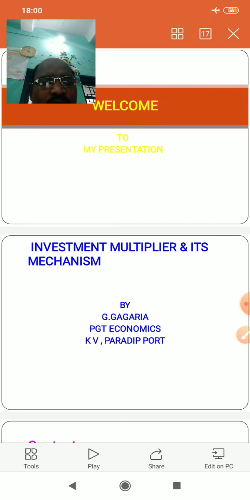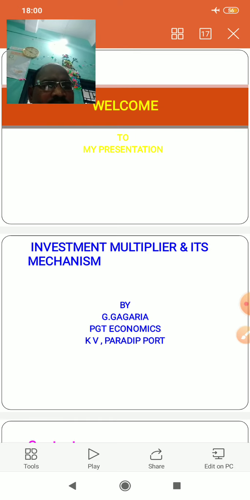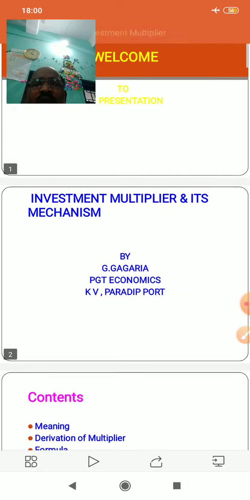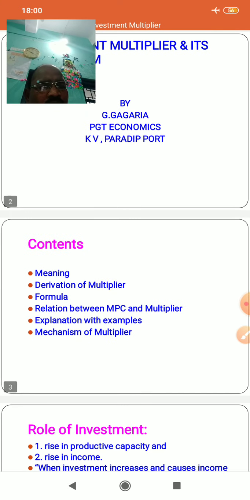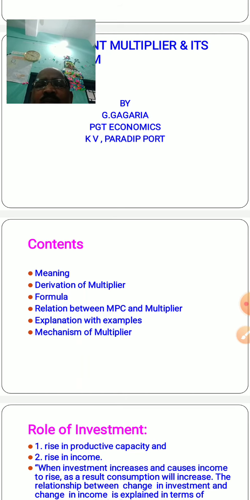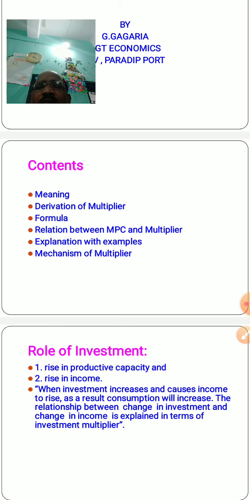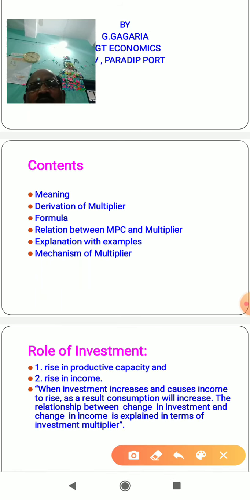Dear students, first we will understand the different concepts of the investment multiplier. First, we have to know the meaning and role of investment. Second is the derivation of the multiplier. Third is the formula. Fourth is the relationship between the marginal propensity to consume and the multiplier. Fifth is the explanation through examples. And sixth is the mechanism of the multiplier. First, coming to the investment multiplier.